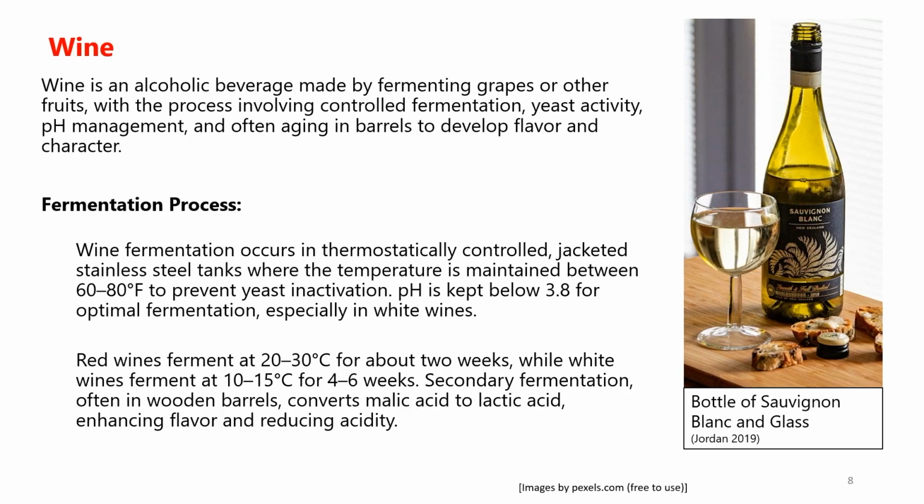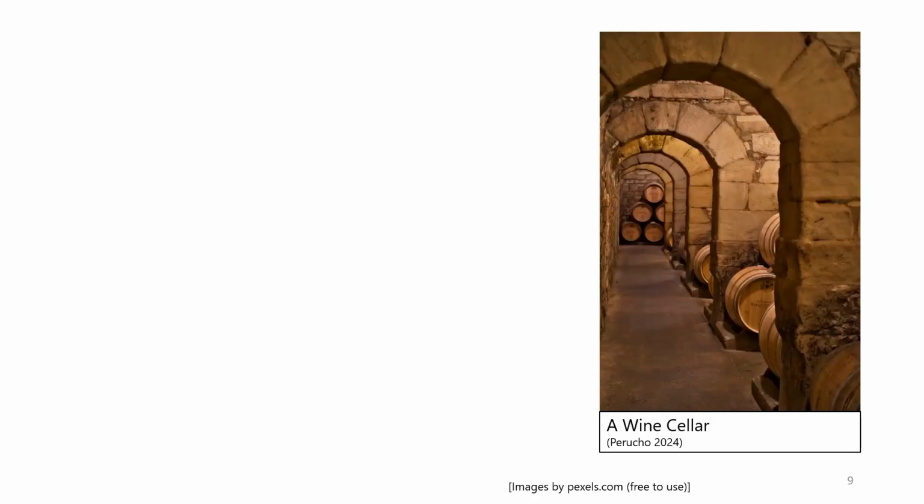Red wines ferment at 20 to 30 degrees centigrade for about 2 weeks, while white wines ferment at 10 to 15 degrees centigrade for 4 to 6 weeks. Secondary fermentation, often in wooden barrels, converts malic acid to lactic acid, enhancing flavor and reducing acidity. Here you can see a wine cellar where wine barrels are stacked one upon another. This is basically a storage structure.